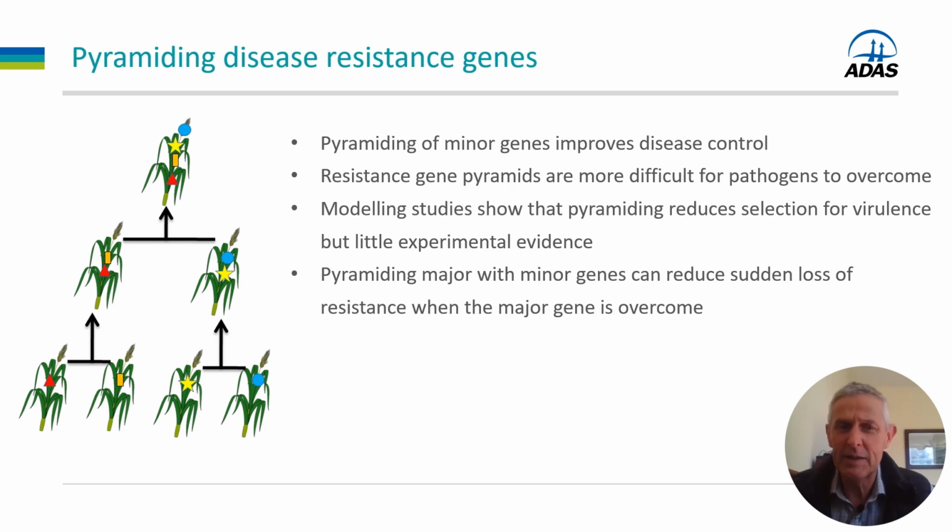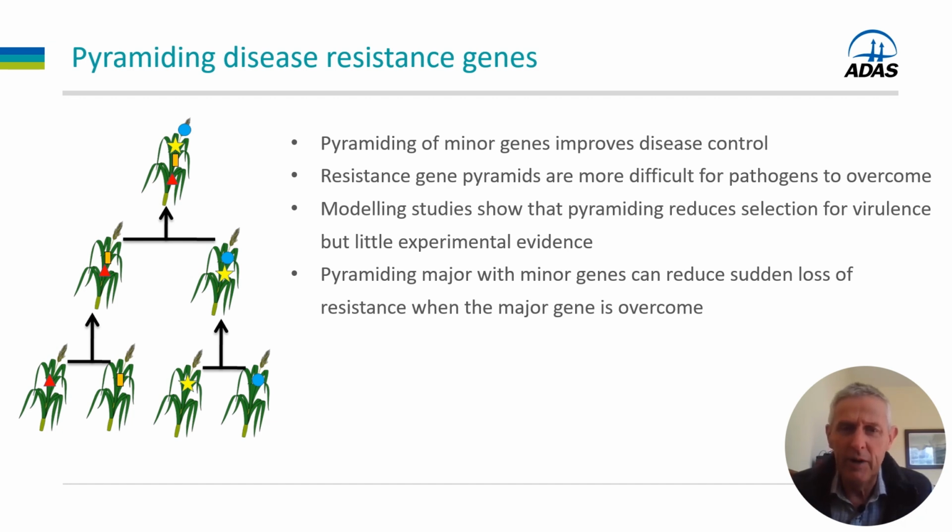What's somewhat less clear is whether pyramiding actually extends the life of each individual resistance gene and how much benefit we get from it. Partly because although we have the kind of mixture effect of pyramiding, which is a benefit, we're also creating evolution, or the pressure for evolution, against multiple genes all at once. However, the modelling evidence on this and the general consensus is that pyramiding is useful for reducing virulence selection.